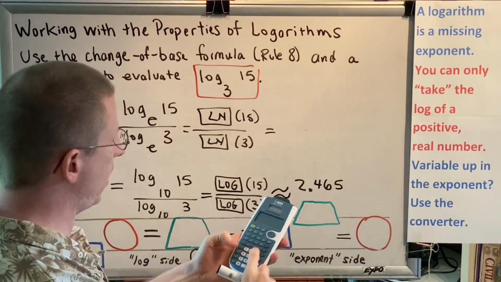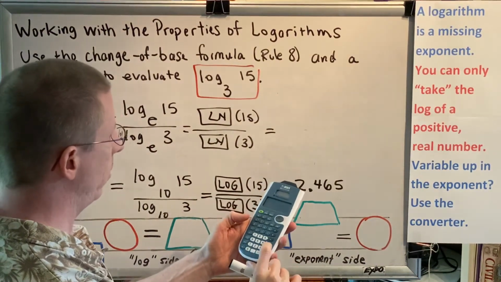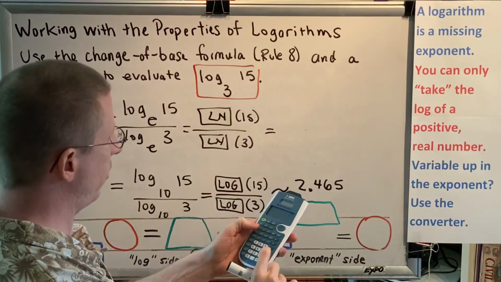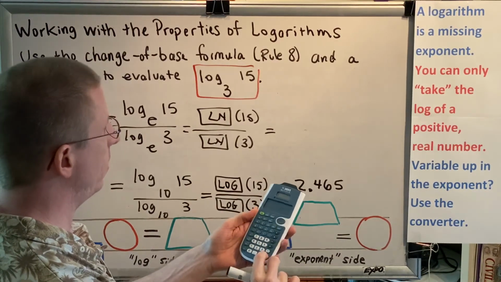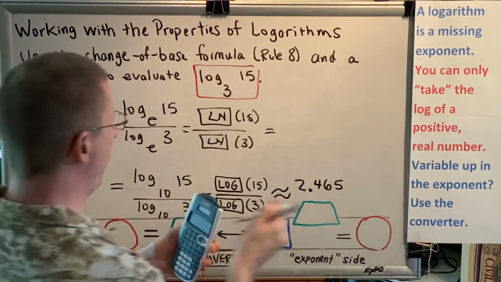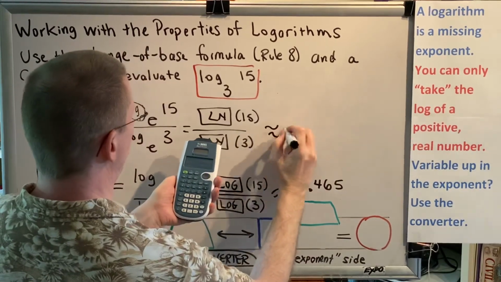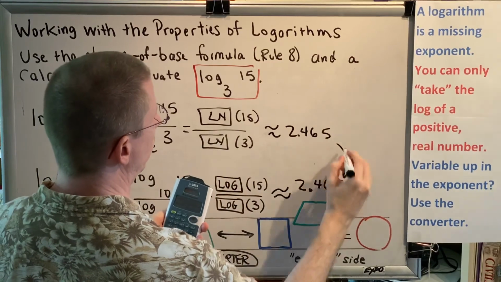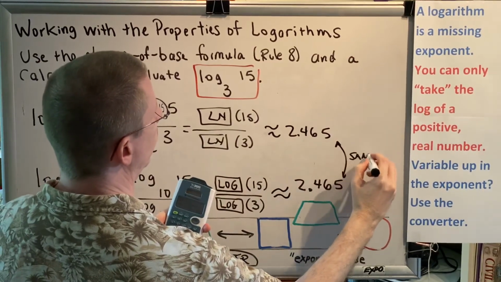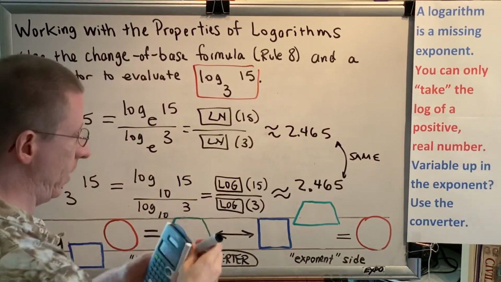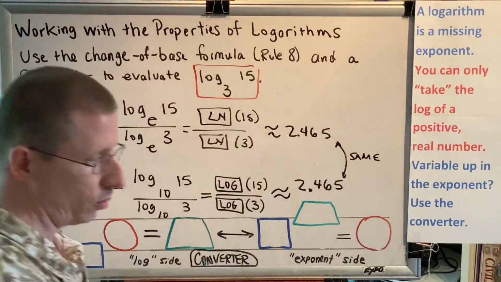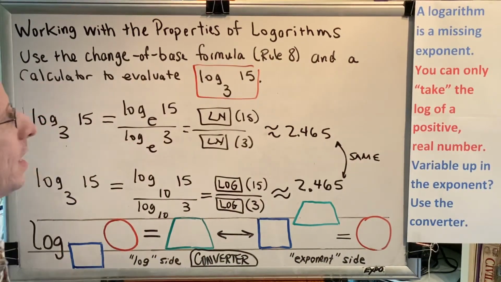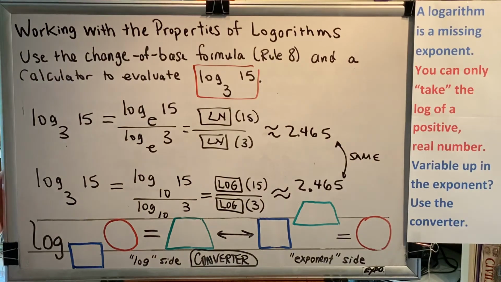Natural log of 15, close parentheses, enter, divide, natural log of 3, close parentheses, enter. We get the same value, 2.465. The nice thing about the change of base formula is that it works for any base that you choose, whether that's 10, e, or any other positive number that's not equal to 1.